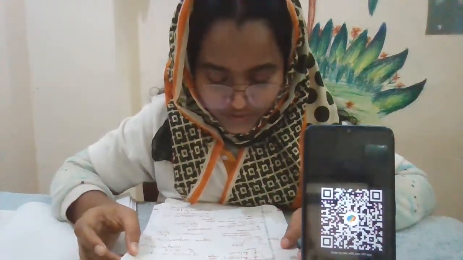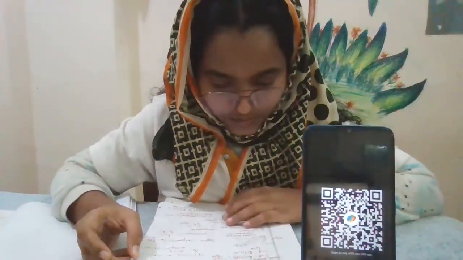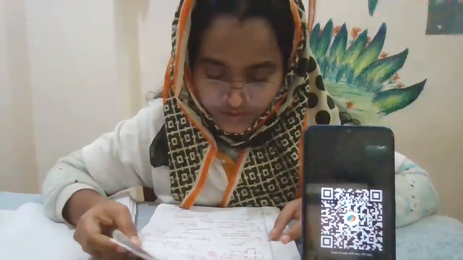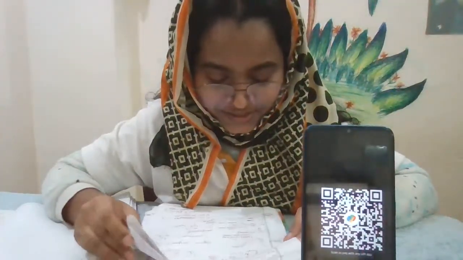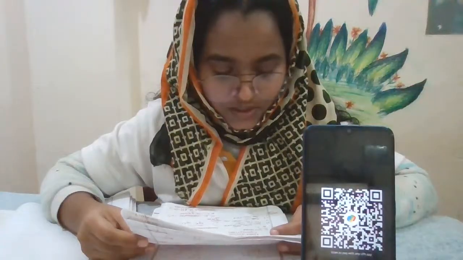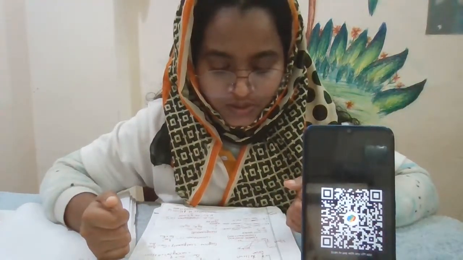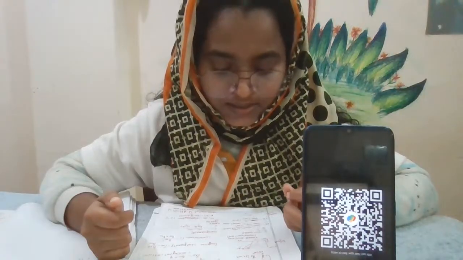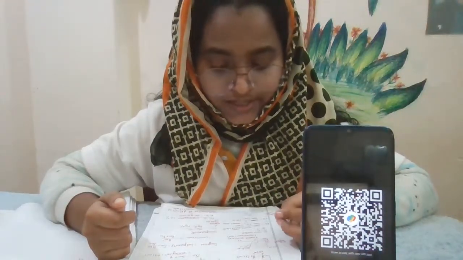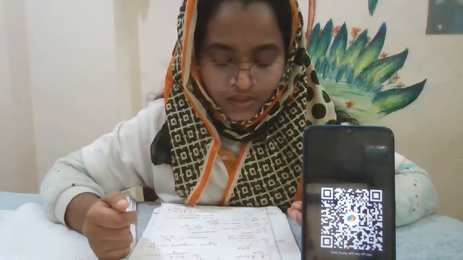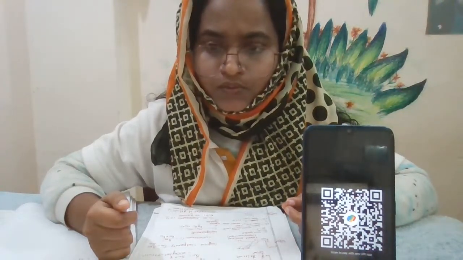Bulk density, moist unit weight. Bulk density, moist unit weight is rho_w (G plus e S_r) by 1 plus e, which is rho_d into 1 plus w.